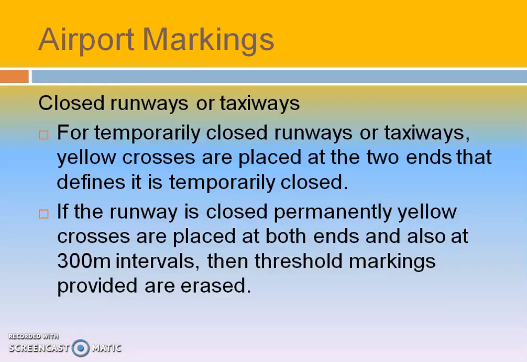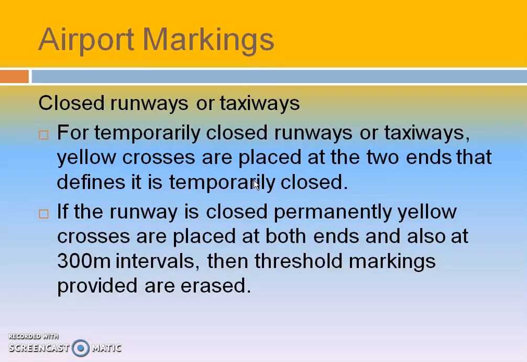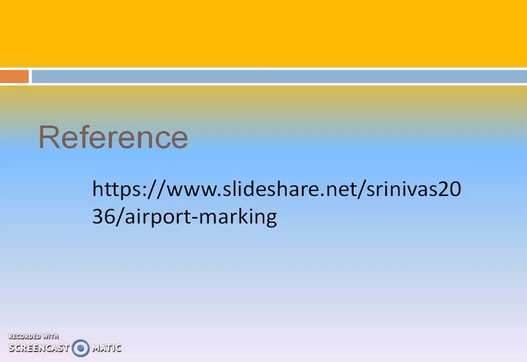Then airport markings for closed runways or taxiways will be there. For temporarily closed runways or taxiways where the pilot should not land, the number will be shown with a cross mark. They have just crossed it on both sides, like an erasing. When we have written something wrong, we erase it with a cross mark. In such a way they have done it.